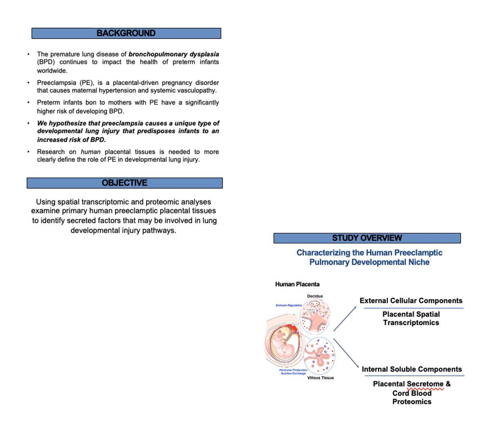First of all, we are seeking to understand the different functional areas of the human placenta, by identifying external cellular components that could be contributing to the pulmonary developmental niche. And to do that, we're using spatial transcriptomics of placental tissue. And we're also looking at internal soluble components using proteomics of placental secretome and cord blood. And I'll show you more of how we're approaching that in additional slides.